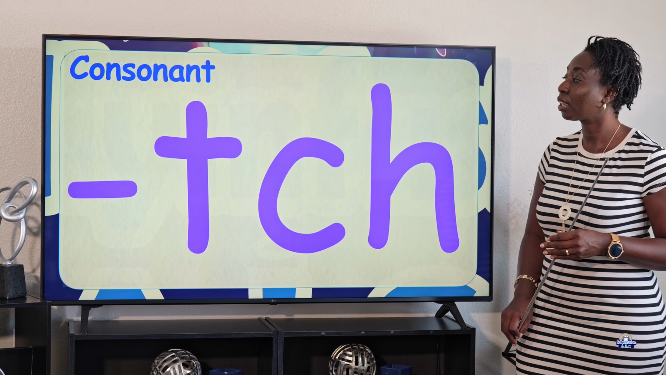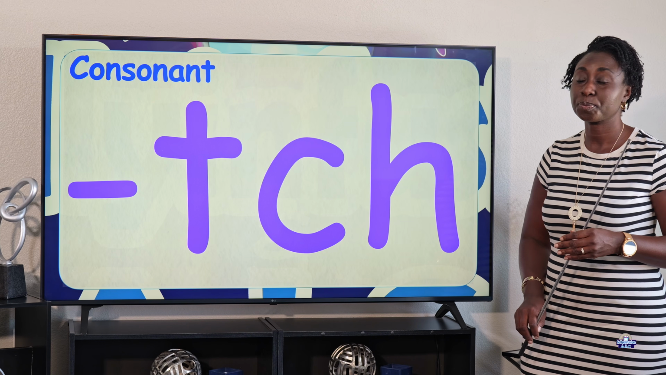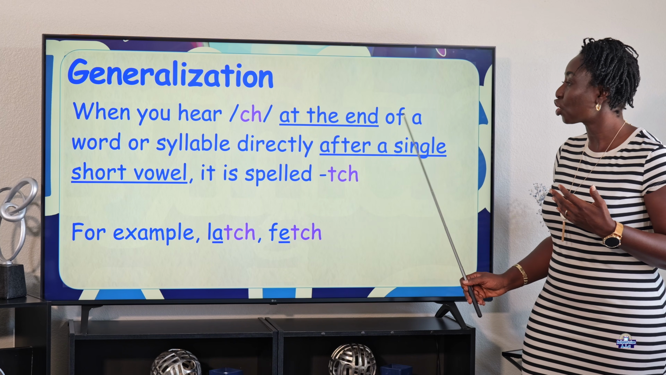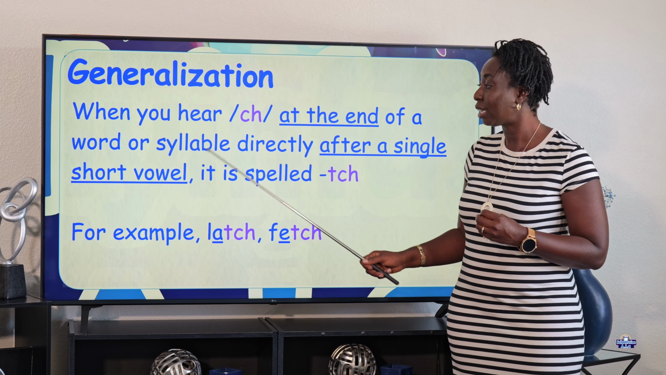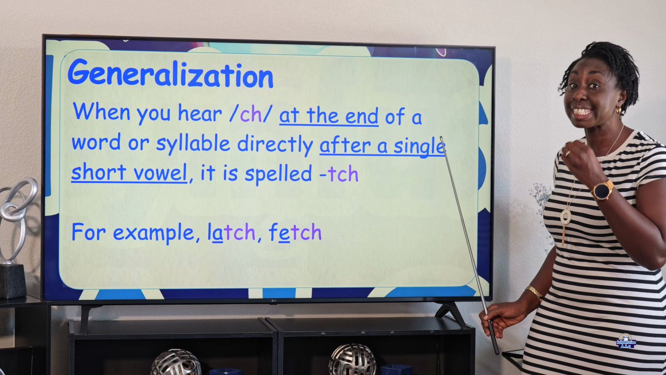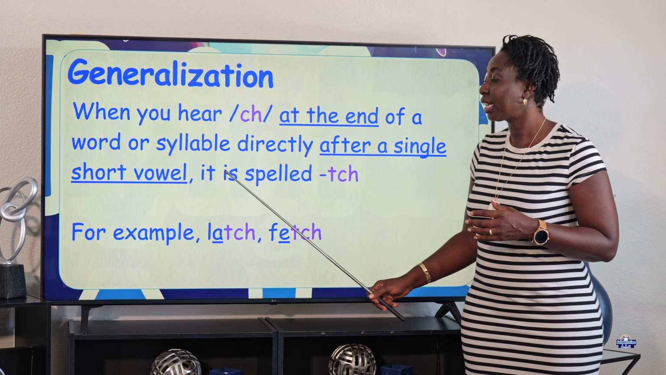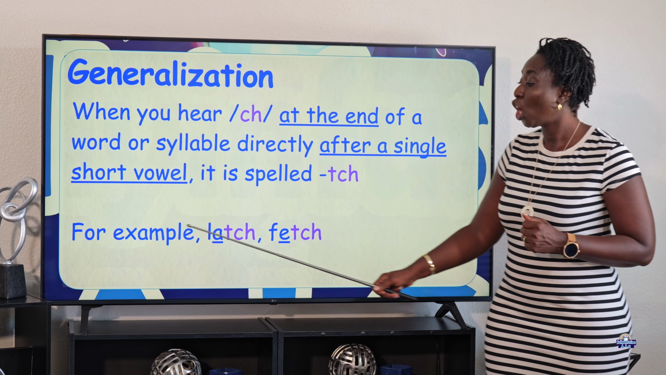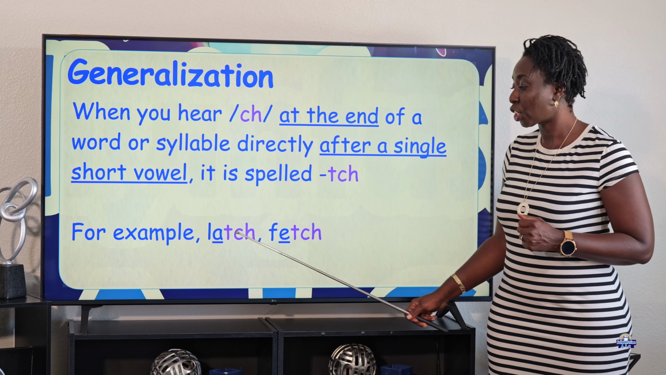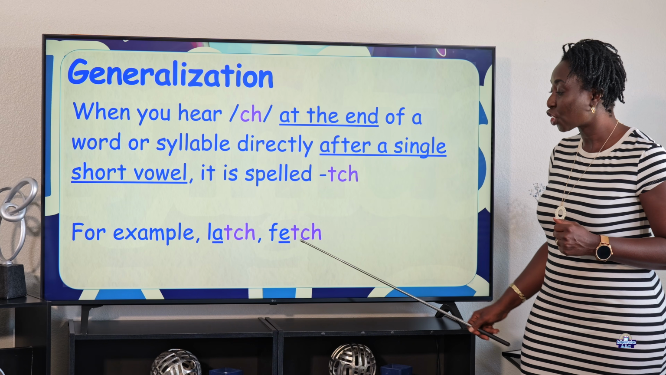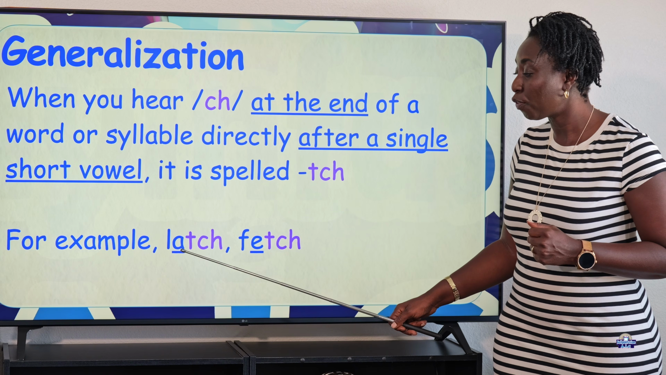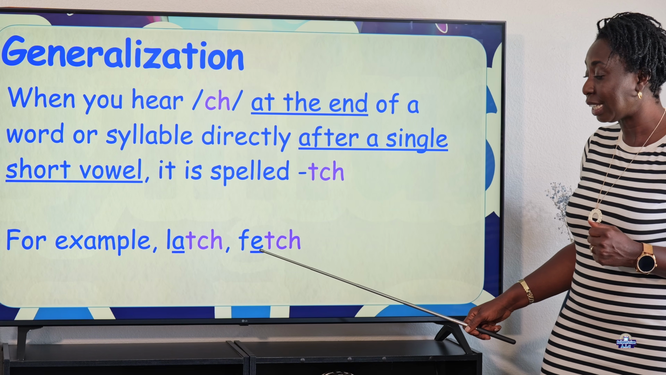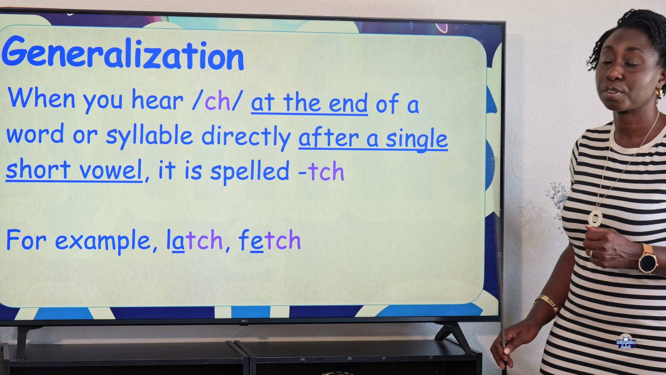CH, TCH. When you hear CH at the end of a word or syllable directly after a single short vowel, it is spelled TCH. For example, latch, fetch. Short vowel A, so we're going to have TCH. Short vowel E, so we're going to have TCH.